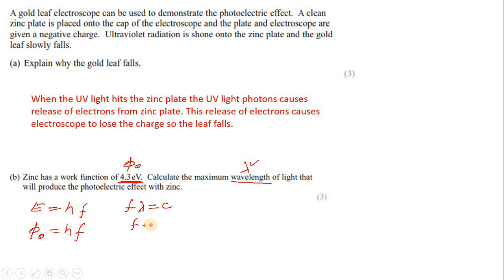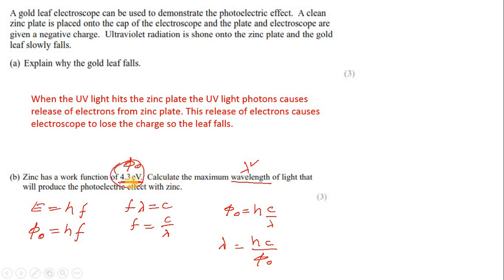So f is equal to c by lambda, and you replace f from here in this equation. So phi naught is equal to hc by lambda, and then lambda would be equal to hc by phi naught. So now you can see that h is Planck's constant, which is given in the formula sheet. c is the speed of light, also given there. Phi naught is a work function, which is given in electron volt.